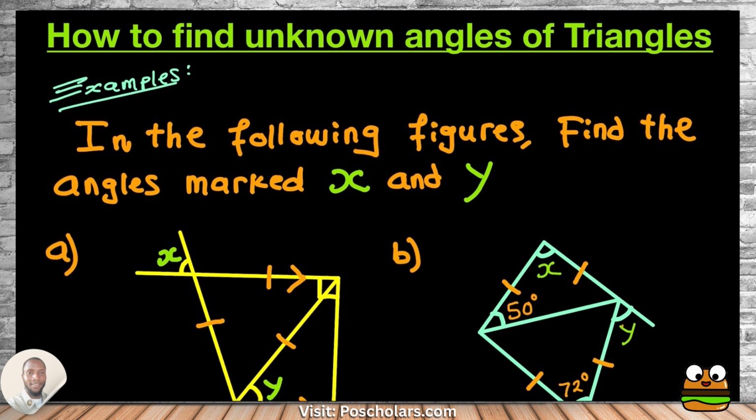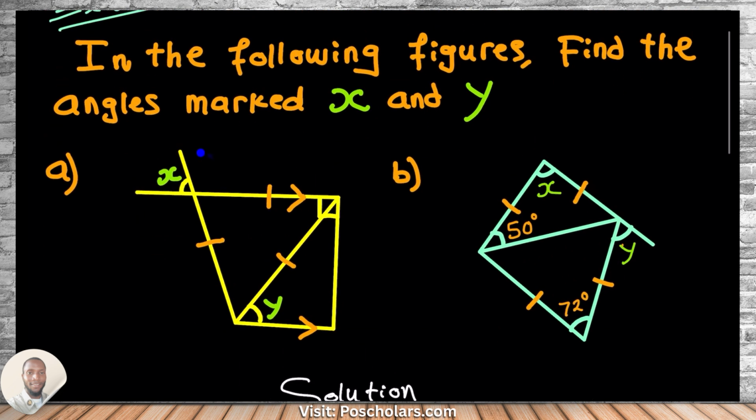So we have two examples we are going to solve together, and it says in the following figures find the angles marked X and Y. So this is the first diagram we are going to attempt together. So without further ado, let's get started. Good. This is the diagram.